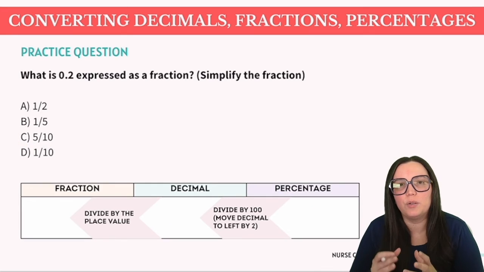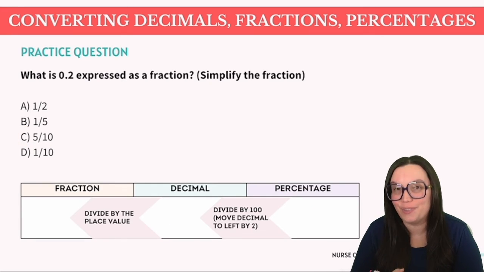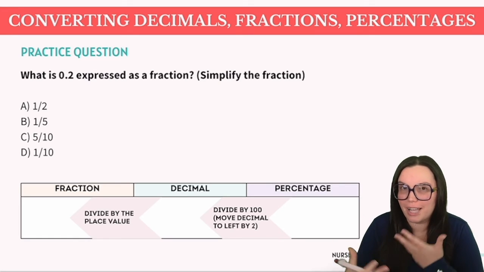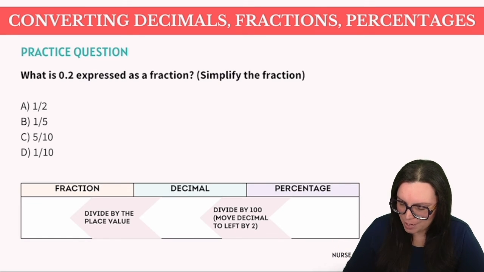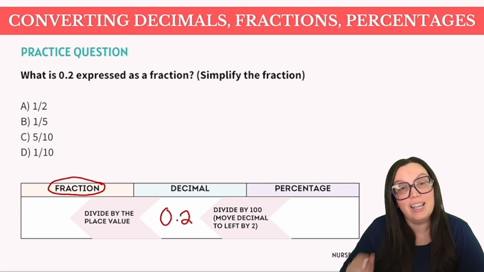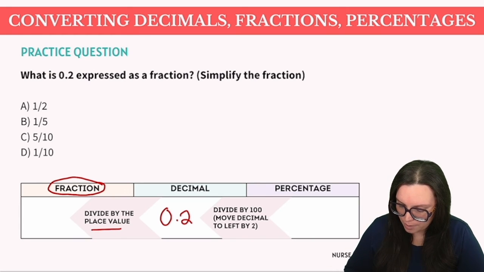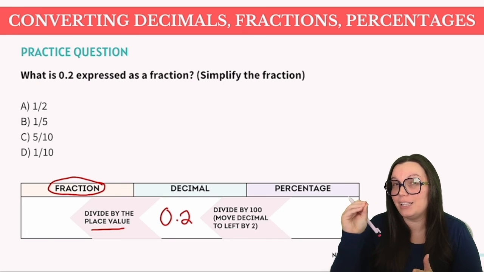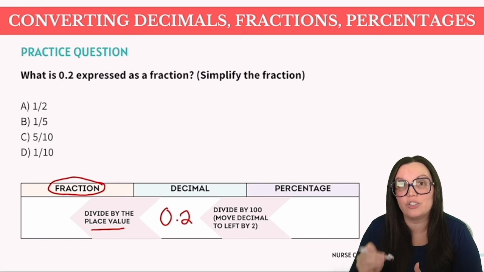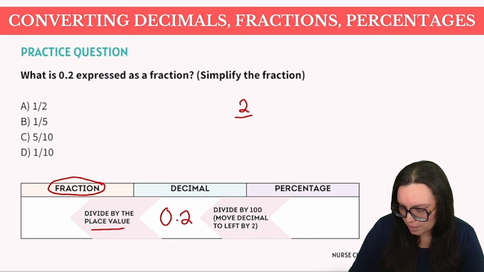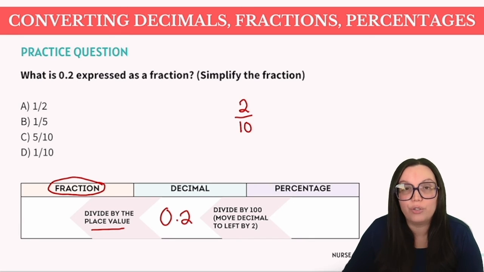62.5%. What is 0.2 expressed as a fraction? Simplify the fraction. So we know we're going to have to do a little extra math to come up with our answer. So we start with 0.2. We know that for certain as our decimal, and we need to convert to a fraction. In order to do that, we're going to divide by the place value. So as we learned in decimals, that number immediately to the right of the decimal place is our tenths place. So that means that we are going to convert 0.2 to 2/10.